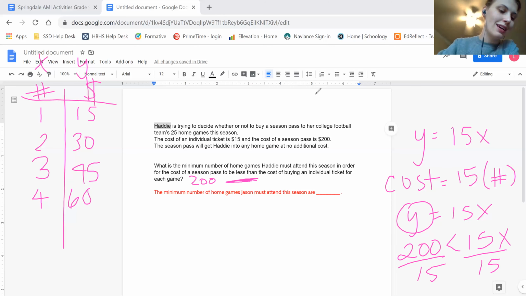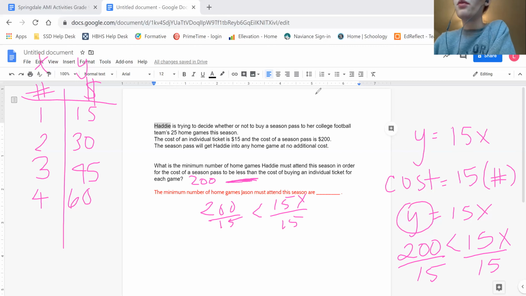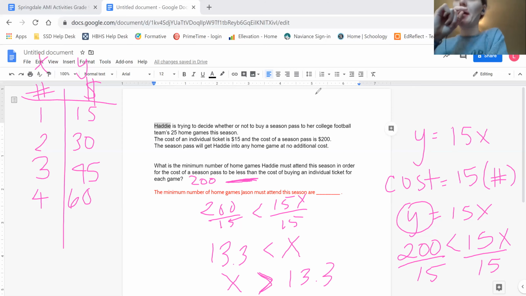200 by 15. Now, I'm really smart, but sometimes I don't know this math just at the top of my head. So 200, I'm going to write that a little bit higher. So 200 divided by 15 has to be less than 15x divided by 15. So in other words, 200 divided by 15 is 13.3. Has to be less than x. Remember, I don't really like seeing x on the right-hand side, so I'm going to switch that around. So if I switch it around and put the 13.3 over here, okay, so x needs to be greater than 13.3. So the number of games that she needs to go to has to be greater than 13.3.